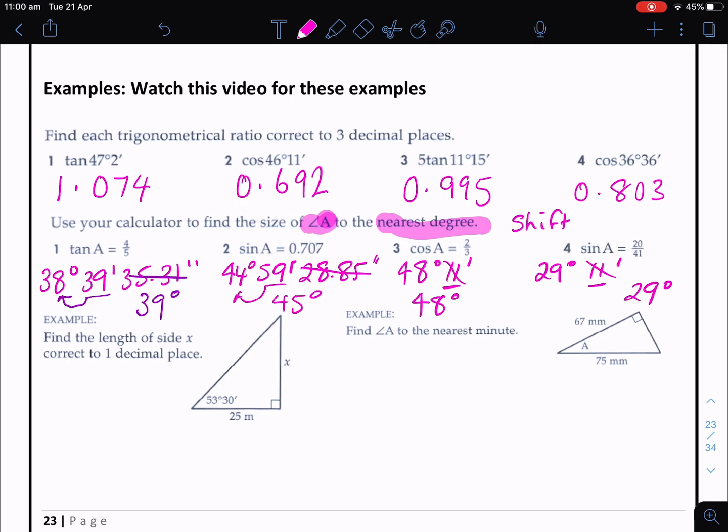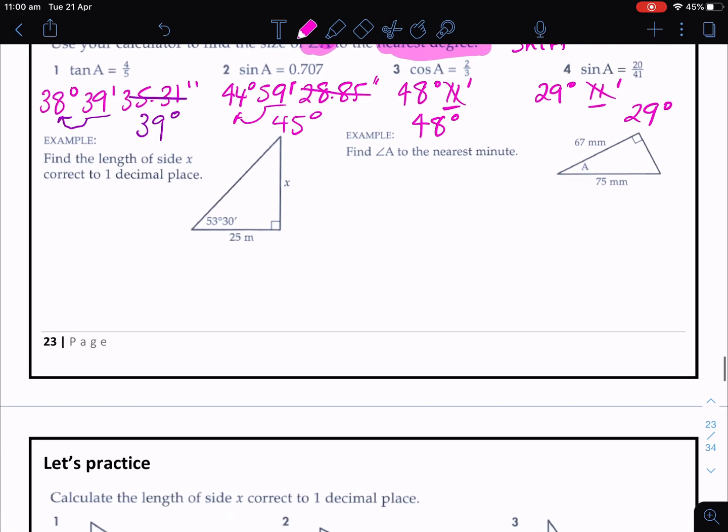Okay, let's have a look at these 2 examples here with the triangles. So first one, find the length of side X correct to 1 decimal place. Okay, so we always look at where our angle is first, work out what sides we have. So we have opposite and we have adjacent. So we're going to be using tan. So now we have our degrees. So it's tan 53 degrees and 30 minutes. And our opposite is X and our adjacent is 25.